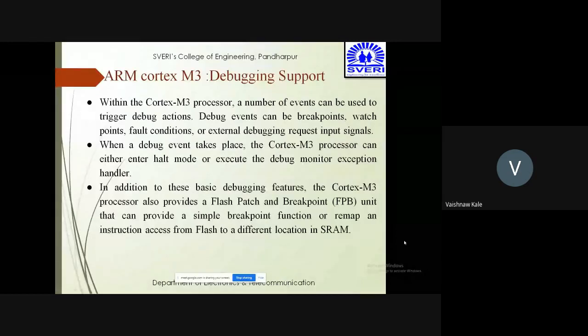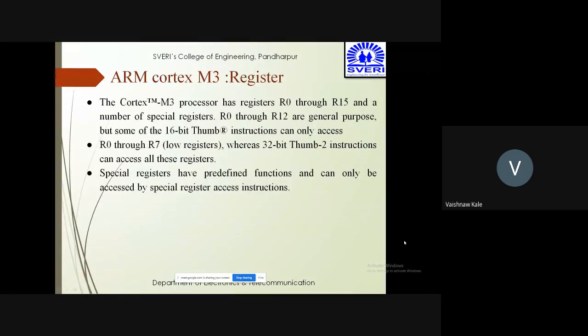Within the Cortex-M3 processor, a number of events can be used to trigger the debug actions. In addition to these debugging features, the Cortex-M3 processor also provides a flash patch and breakpoint unit that provides a simple breakpoint function or remaps an instruction access from flash to a different location in SRAM.